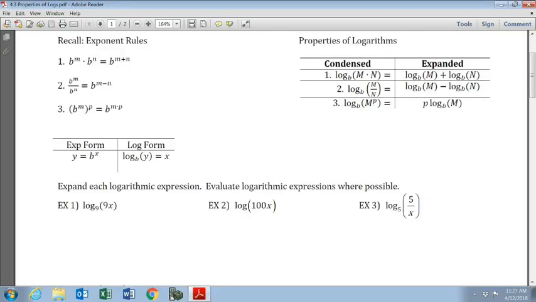Alright, in this video I'm going to be talking about properties of logarithms. The first one here is what we call the product rule, and it's the one I'll refer to as property 1. Notice what we have here is the log of a product, the log base b of m times n, is equal to log base b of m plus the log base b of n. So basically the log of a product is equal to a sum of logs.